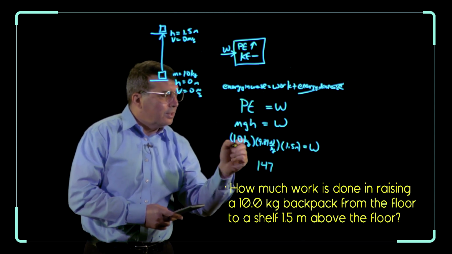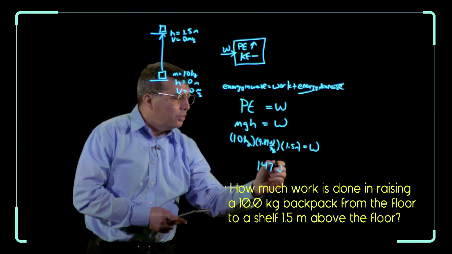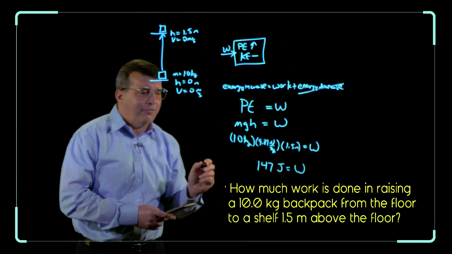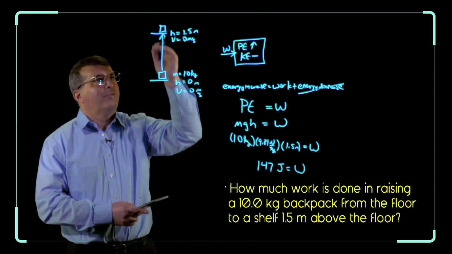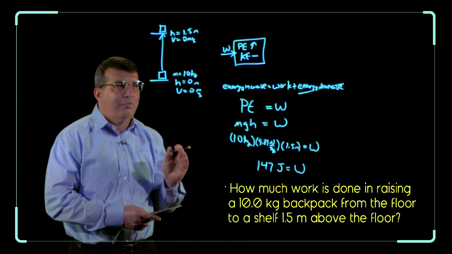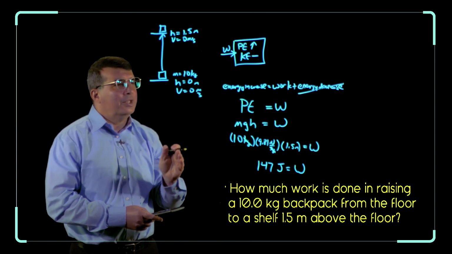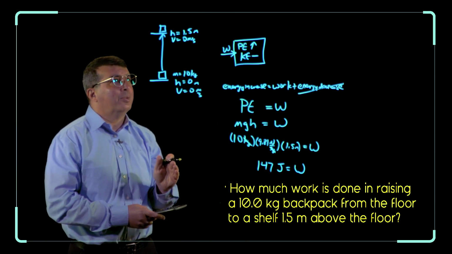What's our units? Our kilograms cancel out. I have newtons times meters, so that's a joule. And that is equal to the work. That's what we were asked to find. So the work done to move that backpack from the floor to the shelf was 147 joules of work. So that's how we answer a question using the energy principle.